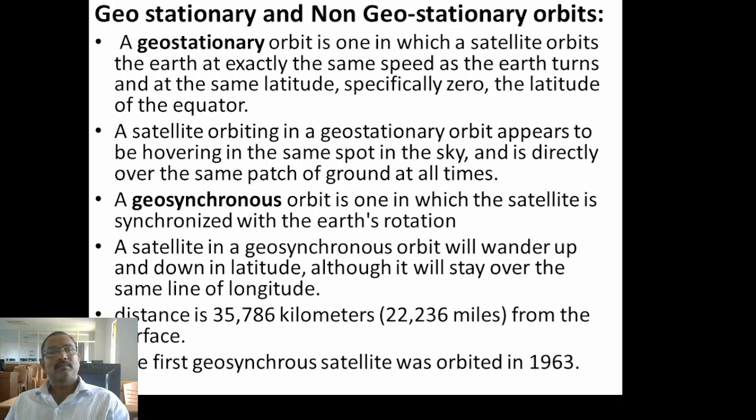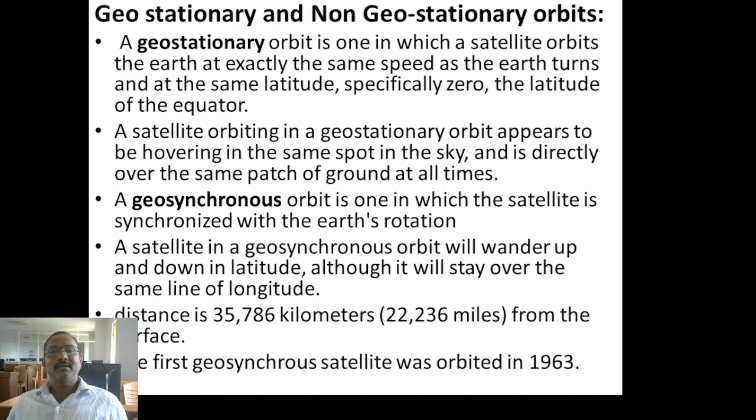Next, we can discuss geostationary and non-geostationary orbits, because we normally talk about geostationary satellites and non-geostationary satellites. A geostationary orbit is one in which a satellite orbits the Earth at exactly the same speed as the Earth turns, and at the same latitude, specifically 0, the latitude of the equator. So this is the speciality of that particular orbit.